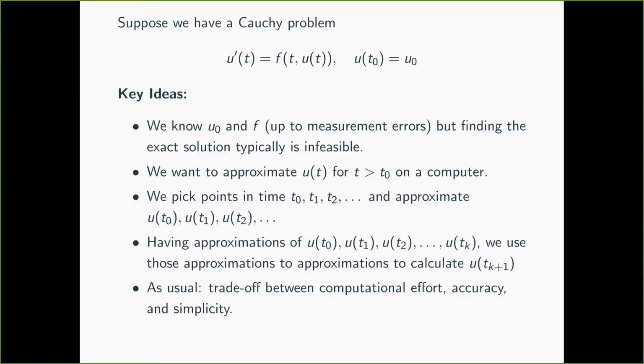And as usual in numerical analysis, there's a trade-off between the computational effort and the accuracy of the method and the simplicity of the method. For example, it is easy to find numerical examples where, in order to get an accurate numerical approximation using the Euler method, we need lots of computational effort. And these problems have led to a large zoo of different numerical methods.